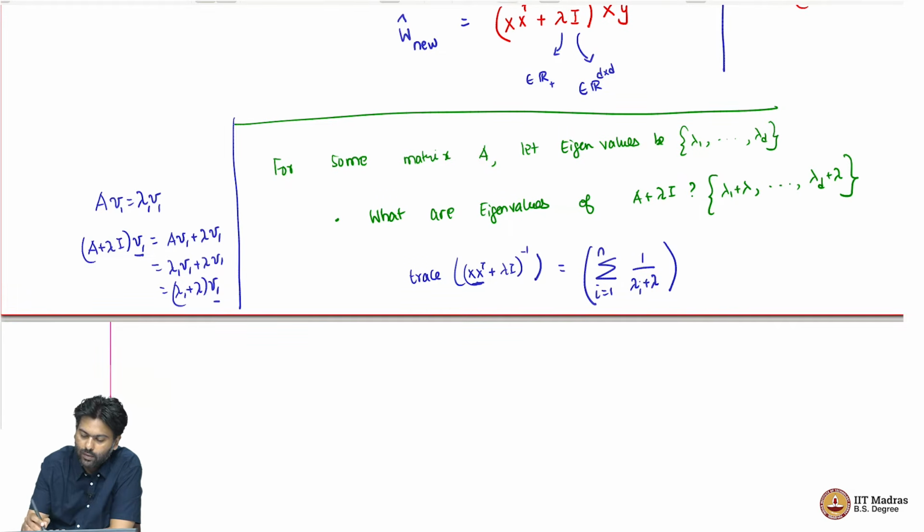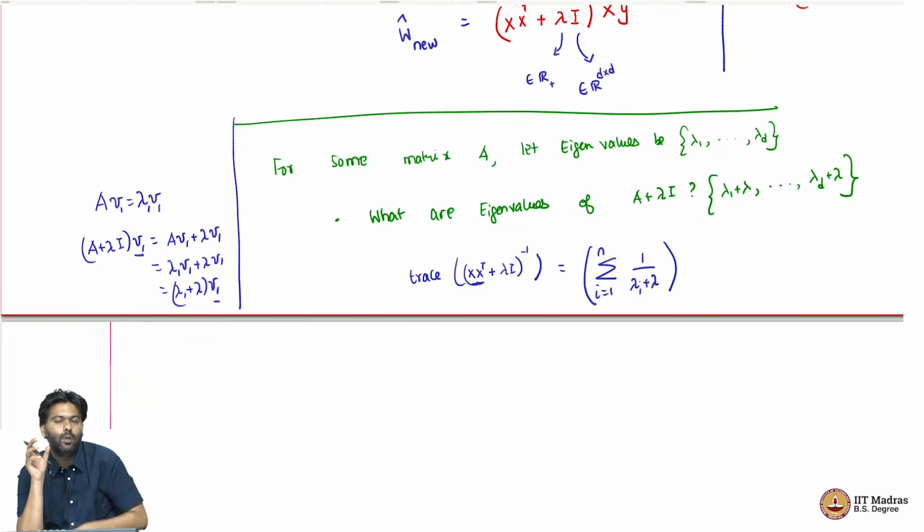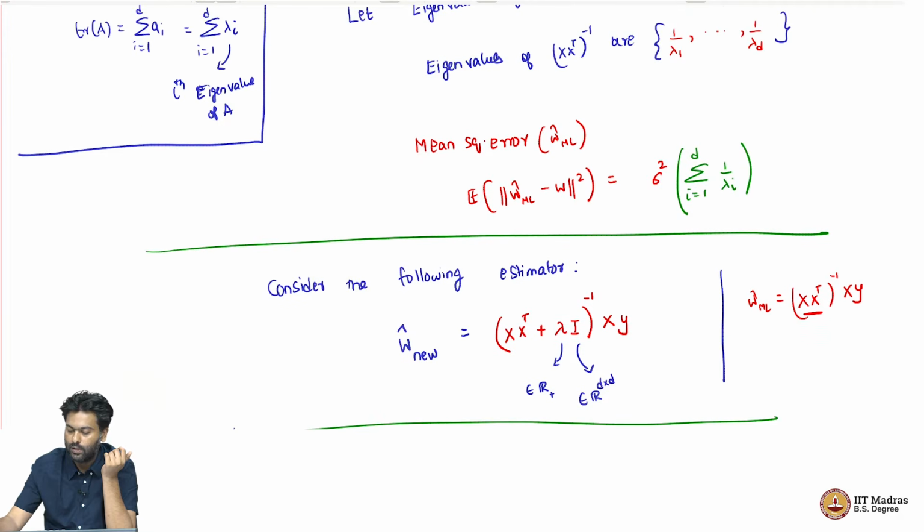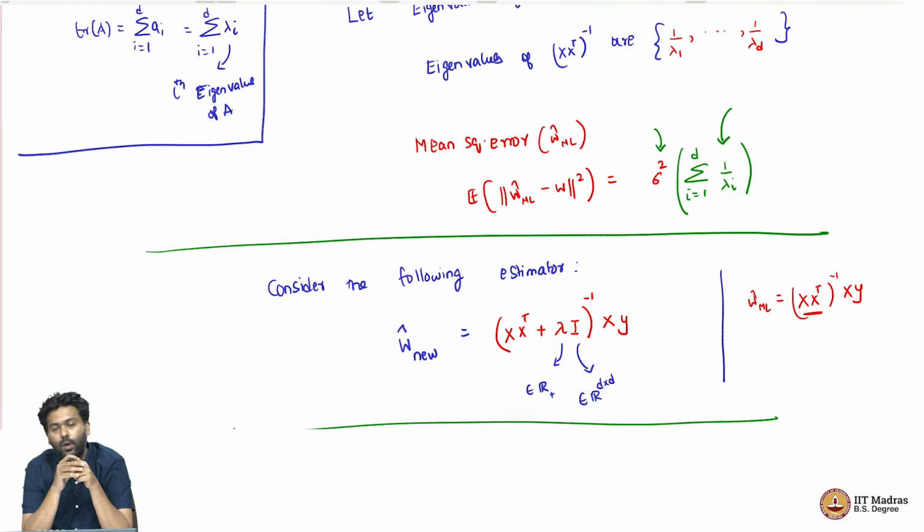Now, what is the advantage of this? Intuitively speaking, one reason why your mean squared error could have been really large is because either your sigma square is really large, which you cannot really do anything about, or it could also be the case that the trace of (XX transpose) inverse was very large. Now, why would the trace of (XX transpose) inverse be very large? It means that the lambda i's, the eigenvalues, are small. Because they are small, their reciprocals are large, which means that this second quantity here might be large, and so the mean squared error is large.